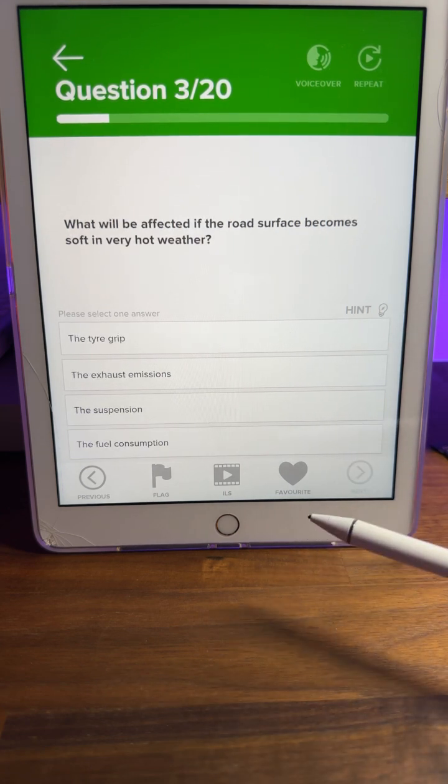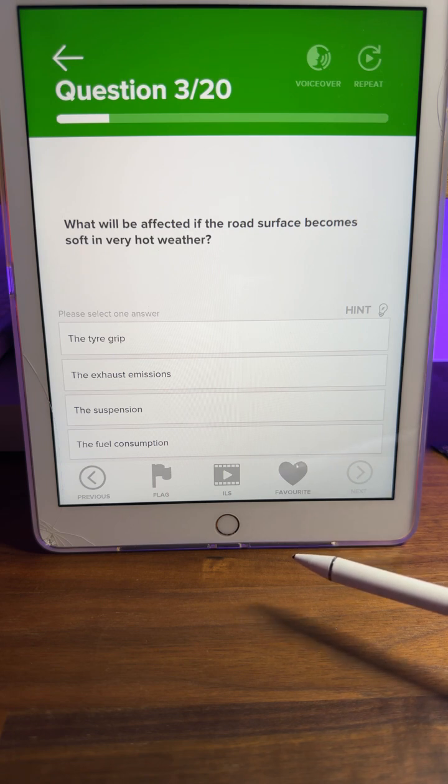Okay, question 3. What will be affected if the road surface becomes soft in very hot weather?